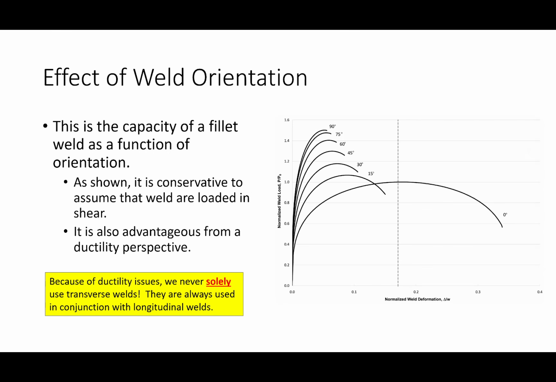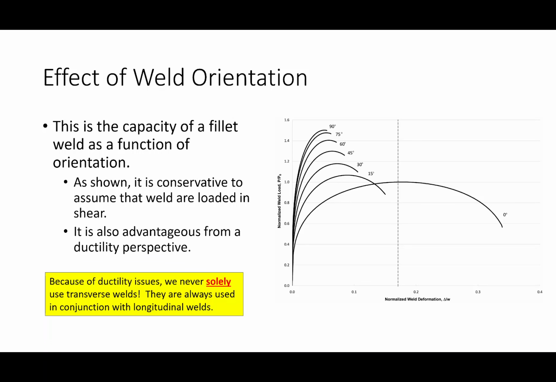Now actually, if you account for that weld orientation and you plot the capacity of a weld as a function of that orientation, you get something like this, okay? So what we've got here are a series of curves showing, on the x-axis, the amount of deformation, how much the weld is deforming. On the y-axis, we're showing how much load the weld can withstand before the weld fails, okay? Now, everything is normalized based off a longitudinal weld. So if you go over here on the y-axis, you can see that value is essentially 1, okay?